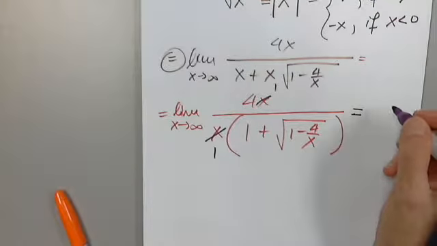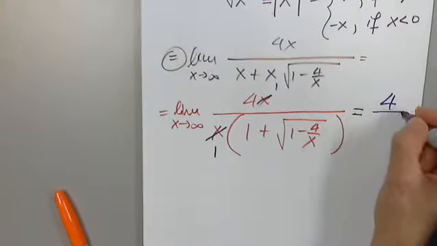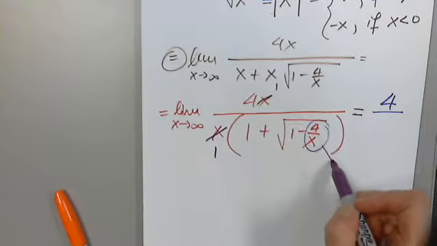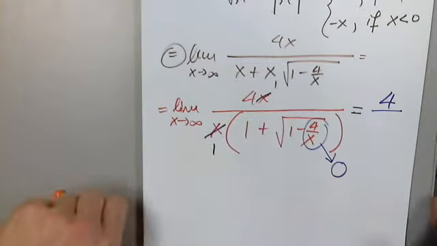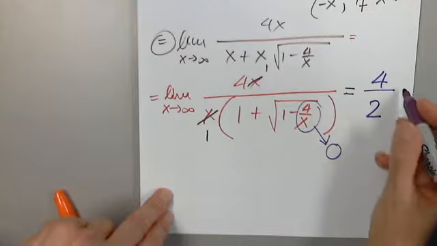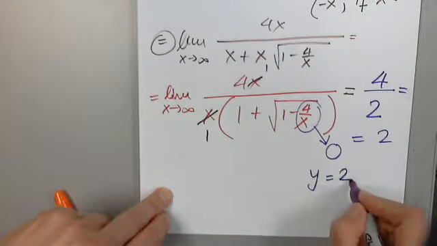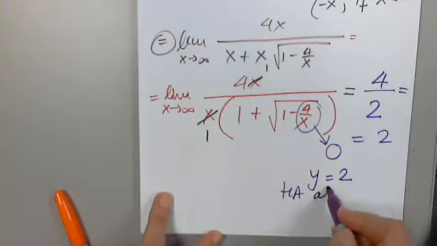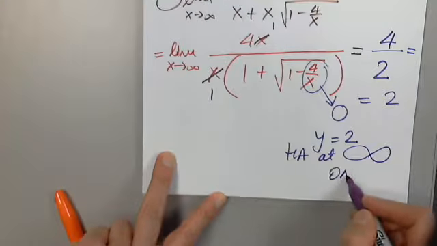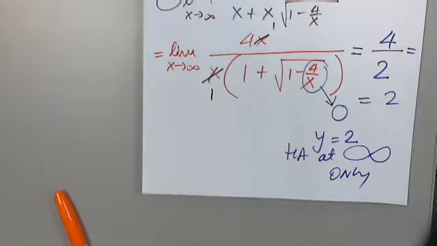The limit from the top. Perfect. The limit from the bottom. Exactly. Which means the limit is 2. Which means y equals 2 is a horizontal asymptote at infinity only. I have not done anything for negative infinity.